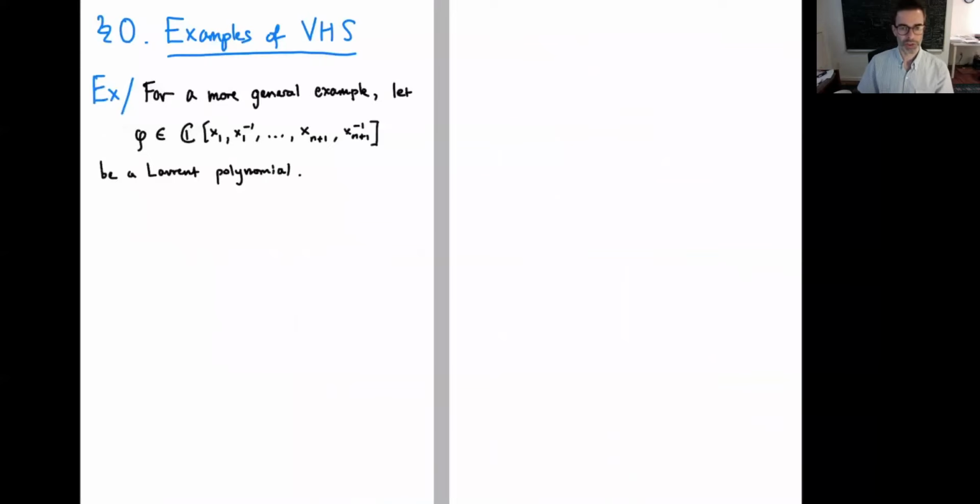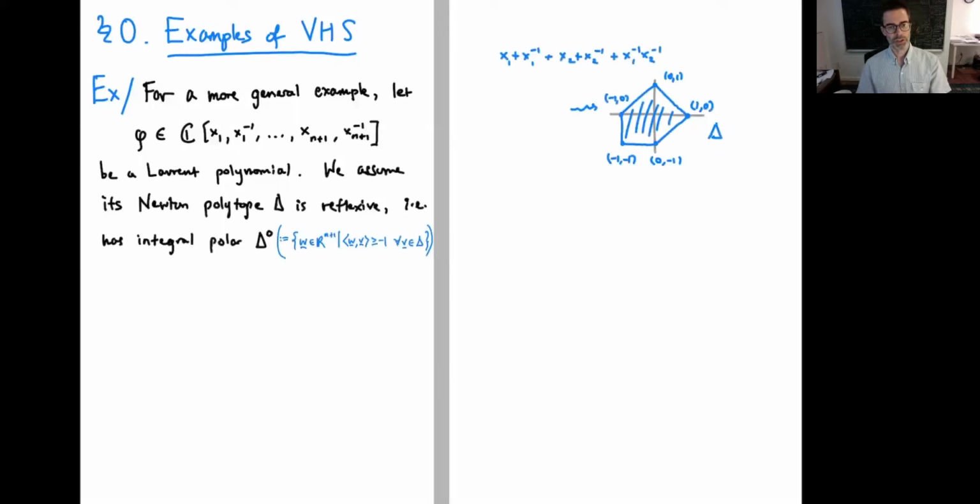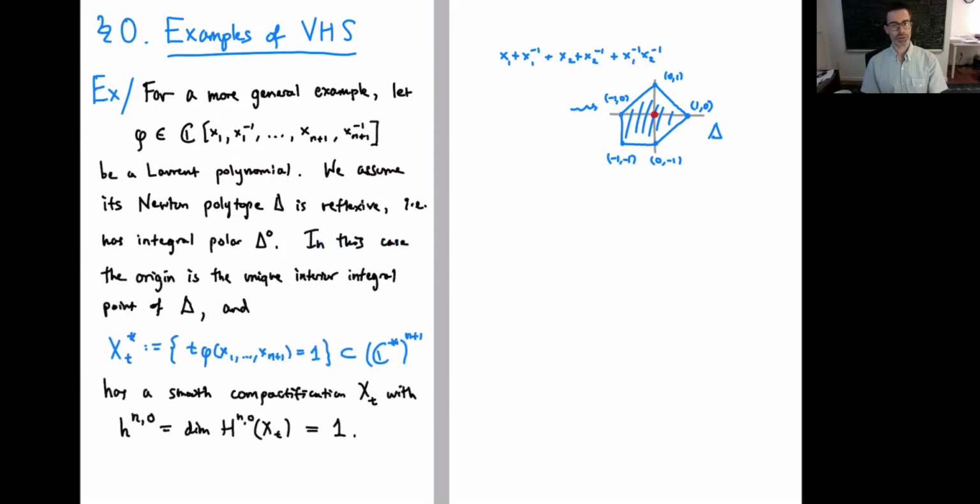Okay, so here's a much more general example that goes to higher dimension. I take a Laurent polynomial phi in n+1 variables, and I assume that its Newton polytope delta is reflexive. That means it has an integral polar polytope. So here's an example of a reflexive Newton polytope for this Laurent polynomial. In this case, the origin is the unique interior integer point of delta, and we can consider the level sets of the Laurent polynomial in G_m to the n+1.